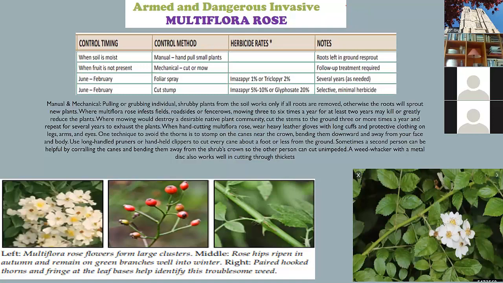You can use long handled pruners or handheld clippers to cut every cane about a foot or less from the ground. And sometimes having a second person can be helpful by keeping the canes and bending them away from you. And a weed whacker with a metal disc also works well in cutting through thickets.